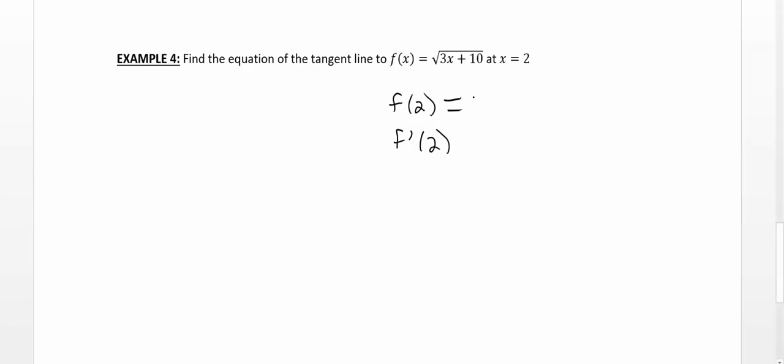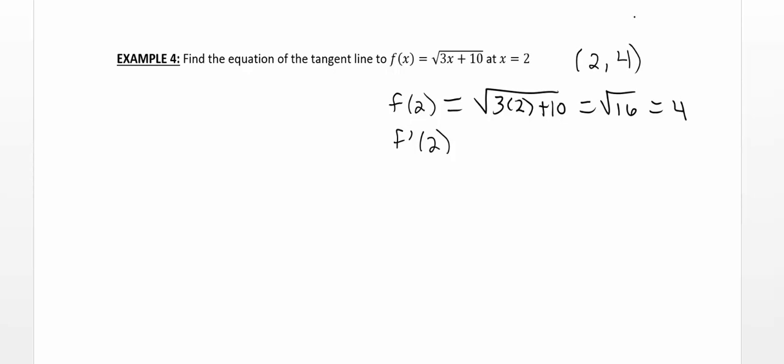For f of 2, we're just plugging 2 into our function. So we have the square root of 3 times 2 plus 10, which gives me the square root of 16. And the square root of 16 is 4, which means that the point where my tangent line touches my function is the point (2, 4). That's the point I'm interested in when I'm looking for the equation of my tangent line. I also need to find the slope at 2.